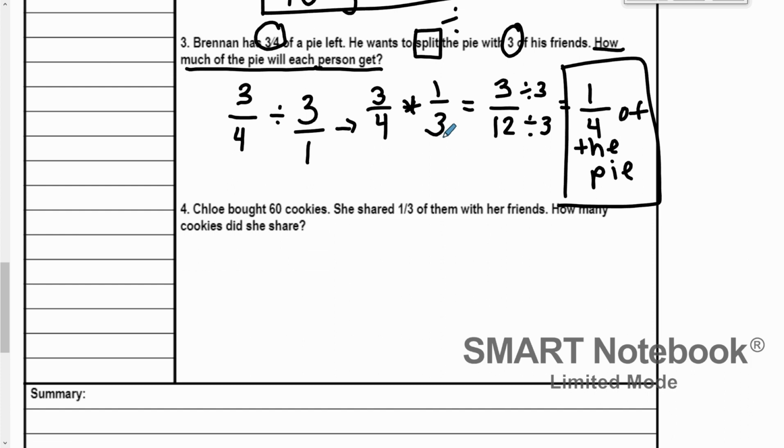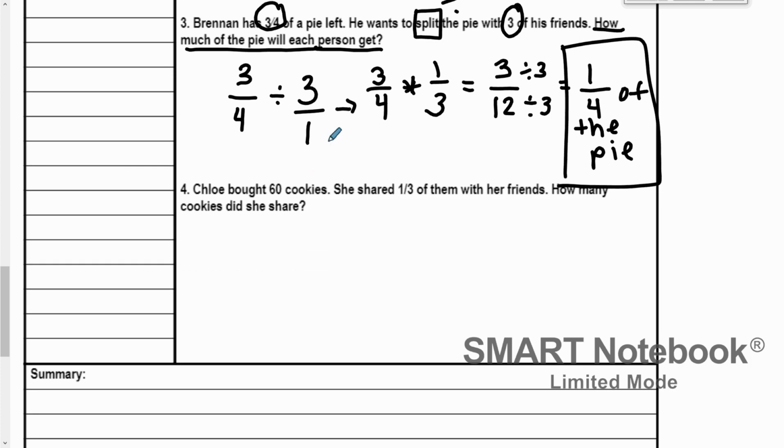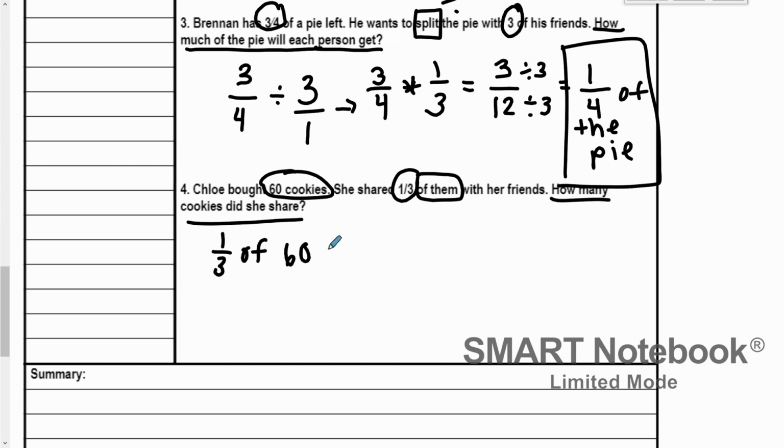All right, last one. Chloe bought 60 cookies. She shared a third of them with her friends. How many cookies did she share? Chloe bought 60 cookies. She shared 1/3 of them. So 1/3 of the 60 cookies. That means a number of another number. How many cookies did she share? So she's sharing 1/3 of the 60 cookies.